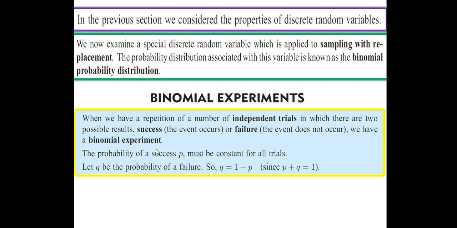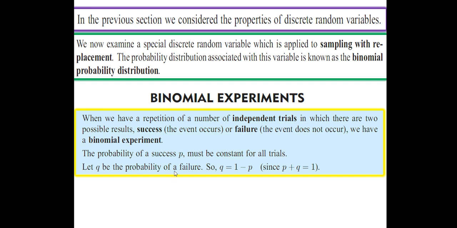The probability of a success, P, must be constant for all trials. In other words, if you draw two cards, the probability of the first card being a spade is 1 out of 4. But you have to replace that card so that the probability for a spade for the second one doesn't change. That's why it's with replacement. Probability of a success must be constant for all trials in a binomial experiment.